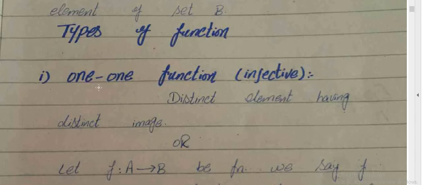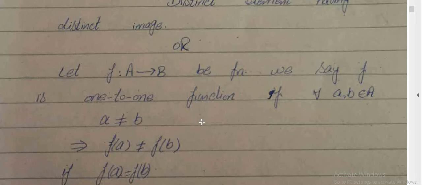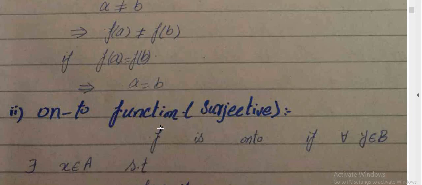One-to-one function is also known as an injective function: distinct elements have distinct images. Let f: A → B be a function. We say that f is a one-to-one function if for all a, b belonging to A with a not equal to b, f(a) will not equal f(b). If a and b are distinct, then their images will be distinct, and if a is equal to b, then f(a) will be equal to f(b).